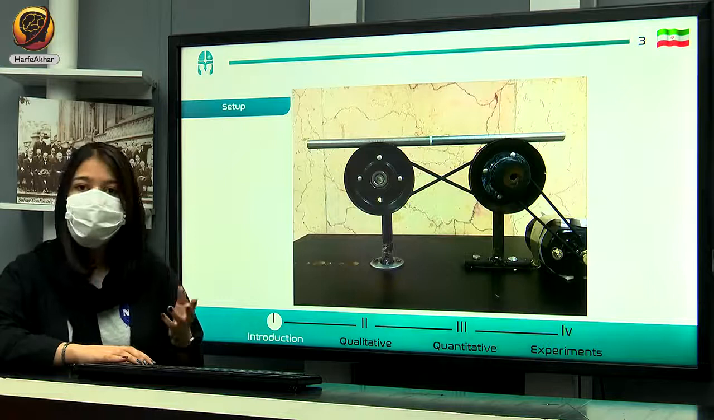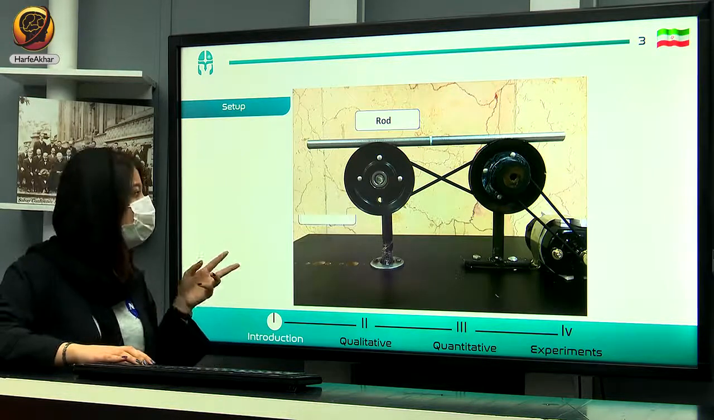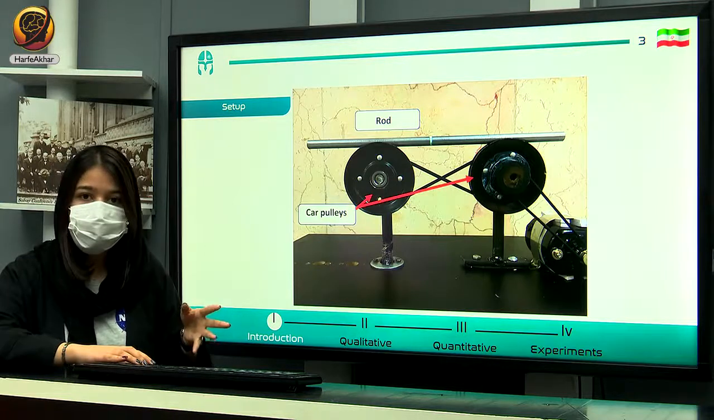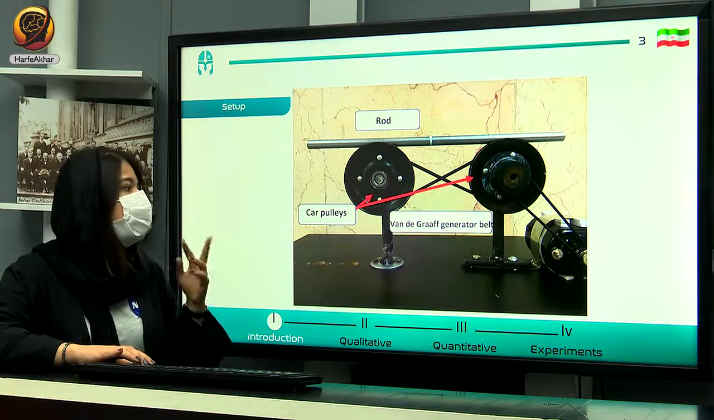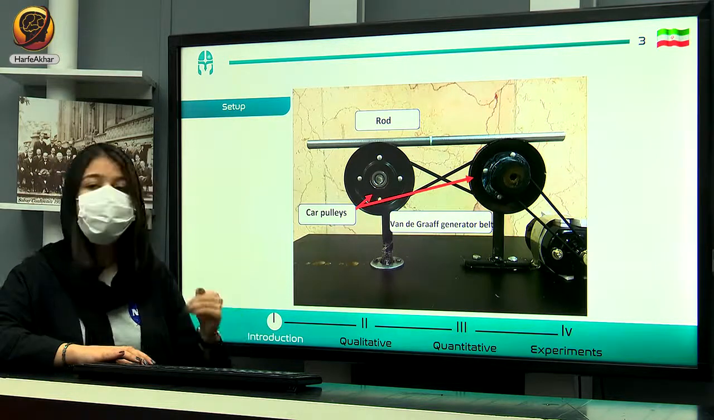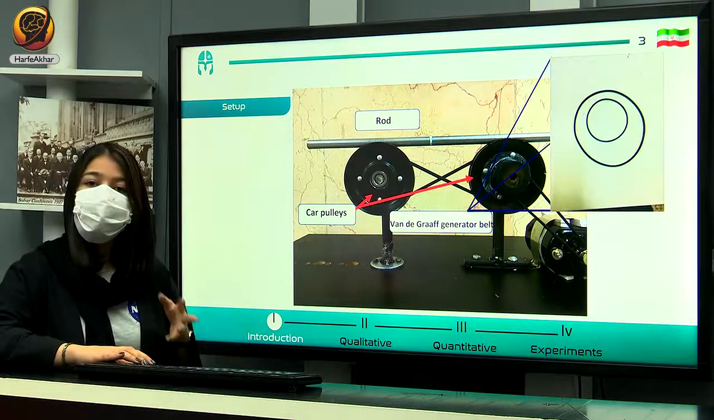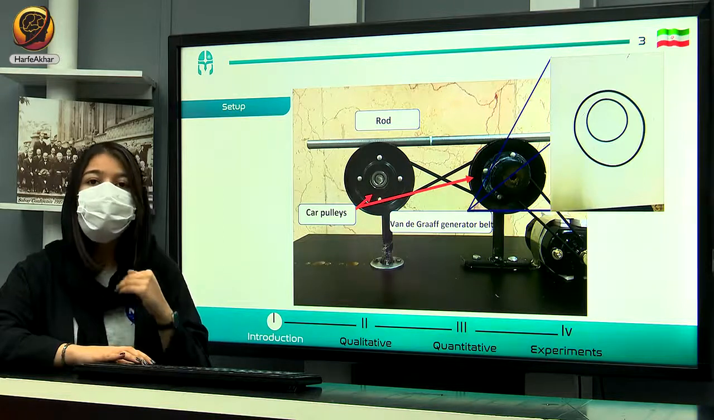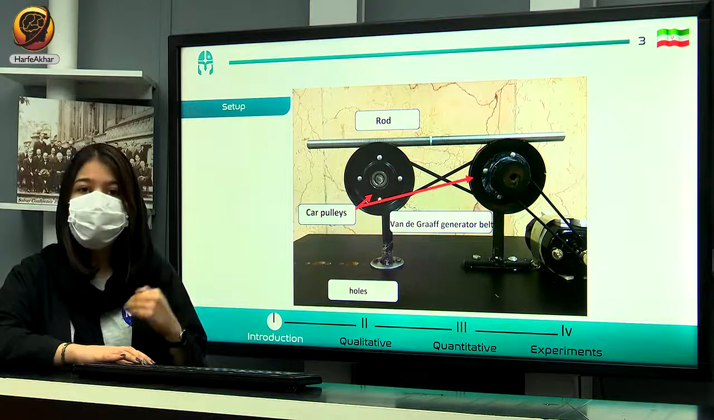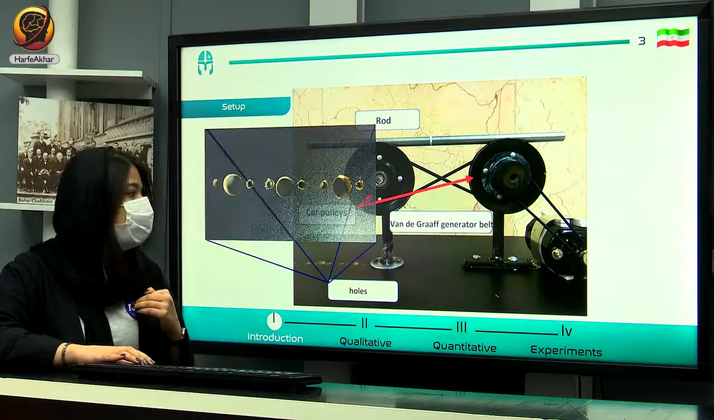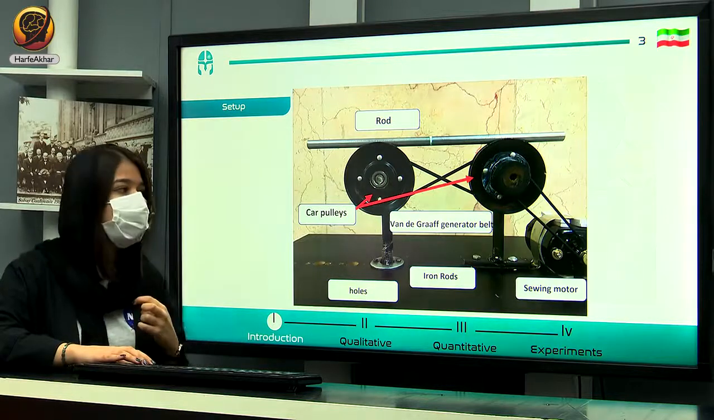Now I'm going to explain my setup. Here we have a rod, which is an aluminum rod in this picture, and two car pulleys are used as cylinders. I use a Van de Graaff generator belt in order to connect these two car pulleys, and as you can see here, it is a thread cross in order to provide the opposite direction movement. I use a Van de Graaff generator belt because it has low velocity and friction doesn't make it warm. Some holes are used to change the place of the second cylinder as a parameter, and we have two iron rods and a swing motor in order to change the speed of the cylinders.